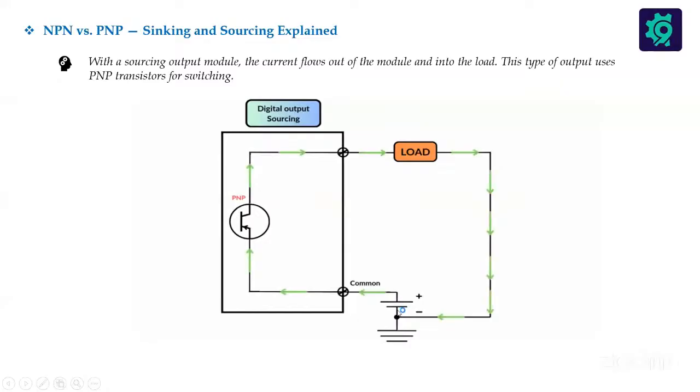Look at this now. This is your power supply. This will be your PLC. This will be your load. Let's assume that the load is also 24 volt, the power supply is also 24 volt, and this module too is 24 volt powered. Now you notice that your positive is connected to common here.